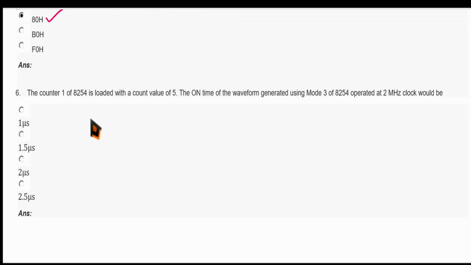The counter of 8254 is loaded with the count value of 5. The on time of the waveform generated using mode 3 of 8254 operated at 2 megahertz clock would be, they are asking only on time. Mode 3 is square wave or rectangular wave. So the waveform will be like this. So this is the on time, and the counter is loaded with 5. When it is loaded with 5, for 3 clock cycles it will be on, and for 2 clock cycles it will be off. And the clock frequency is 2 megahertz.